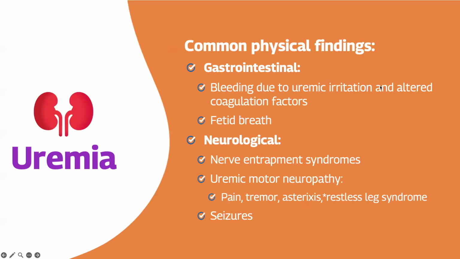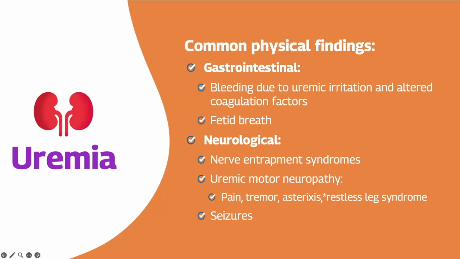In addition to nausea and vomiting, there may also be spontaneous or chronic GI bleeding due to that irritation of the serous membranes and anticoagulation factors that are going on in the patient's body. So the patient, once again, may have that uremic fetor, which is going to be basically an ammonia-like or a urine-like odor to the breath, basically due to the accumulation of that urea in the patient's blood.